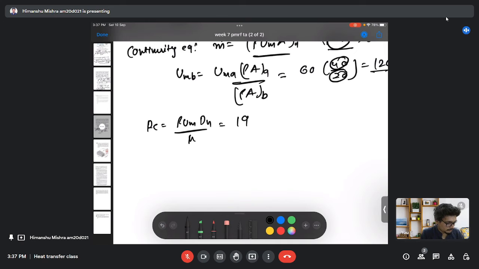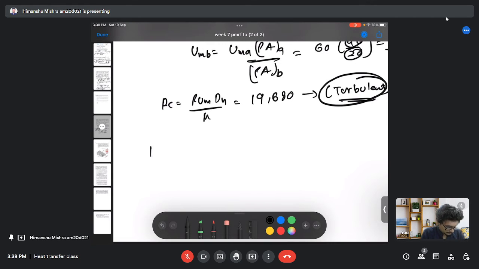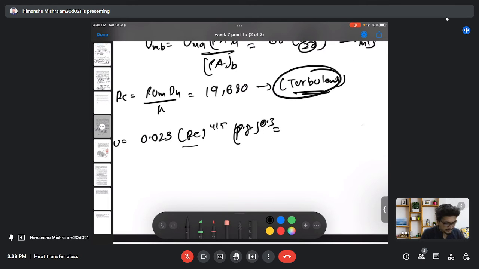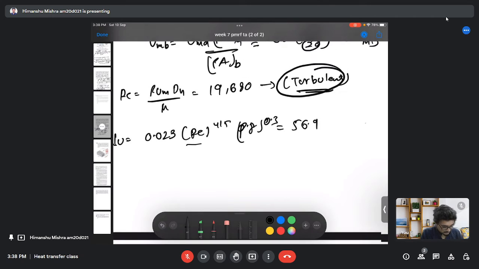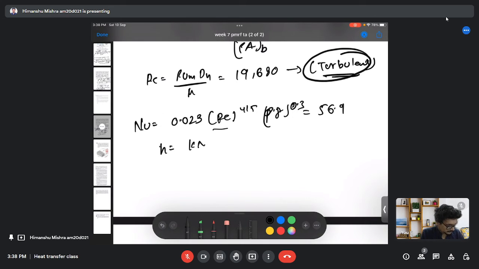So the Reynolds number would be around 20K. That means for case B as well, we have a turbulent flow. So we will be using the same Nusselt number correlation. I'm just putting in the values of Reynolds number and Prandtl number. We will get a Nusselt number of 56.9. The heat transfer coefficient will be around 190 watts per meter squared per Kelvin.